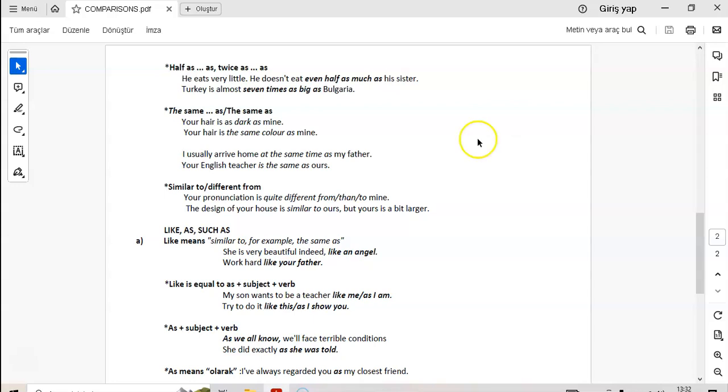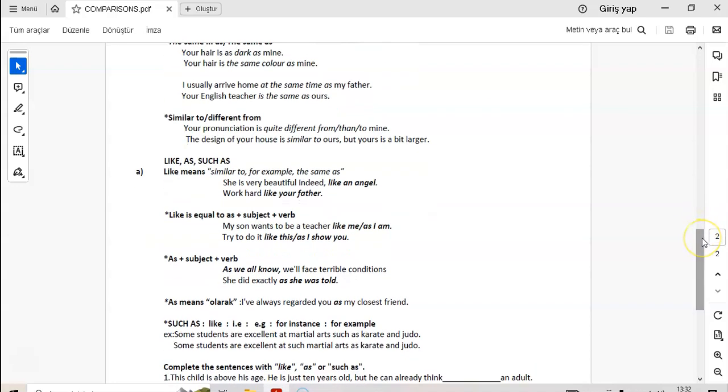And the same as means they have the same features, they are the same. For example, your hair and my hair. How do we compare it? Your hair is as dark as mine, or your hair is the same color as mine. Or you can say, I usually arrive home at the same time as my father, or your teacher is the same as ours. Similar to means akin to, identical to, and different from, you know that.